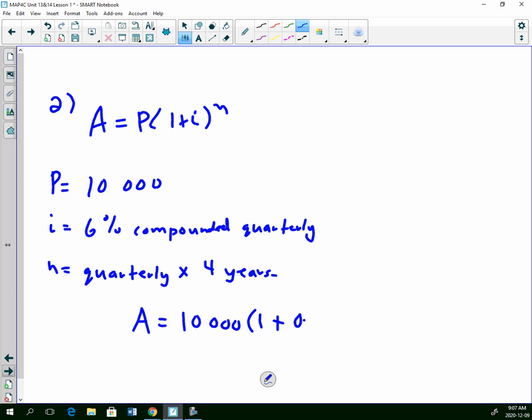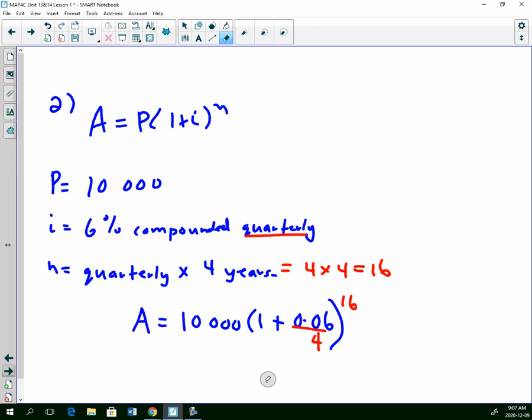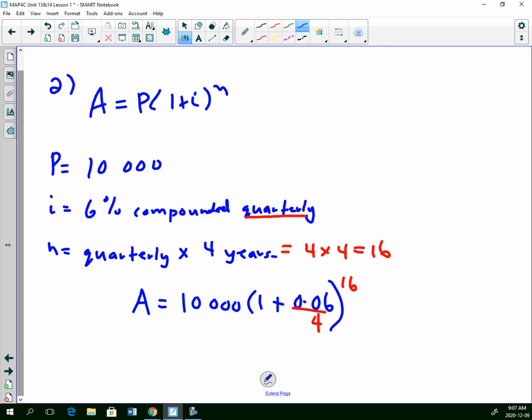So when I'm doing my formula, I am investing $10,000. 1 plus, I write the interest rate, and then I divide it by how often it's compounded, so divided by 4. And then my N will be quarterly, 4 times a year for 4 years. So I'm getting interest 16 times. Okay? And then you can just type it in as it is in your calculator if you want.